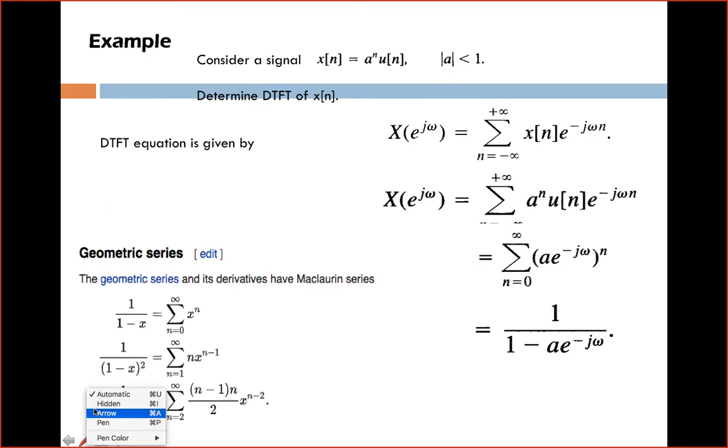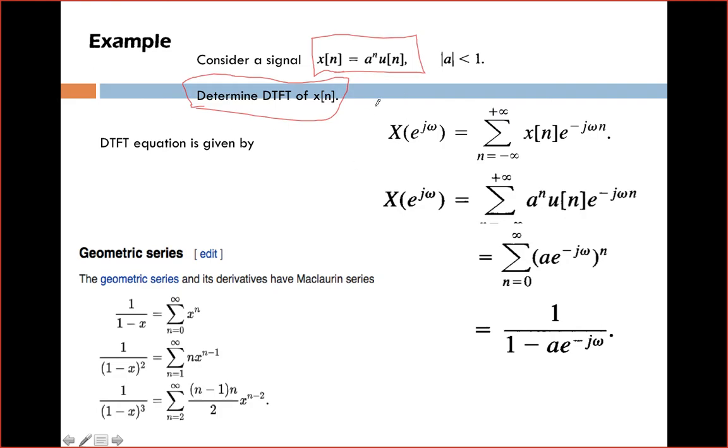So the problem says, consider a signal x of n, which is equal to a power n times u of n, where the magnitude of a is less than 1. Determine the DTFT of x of n and plot the response. This is the question we have.